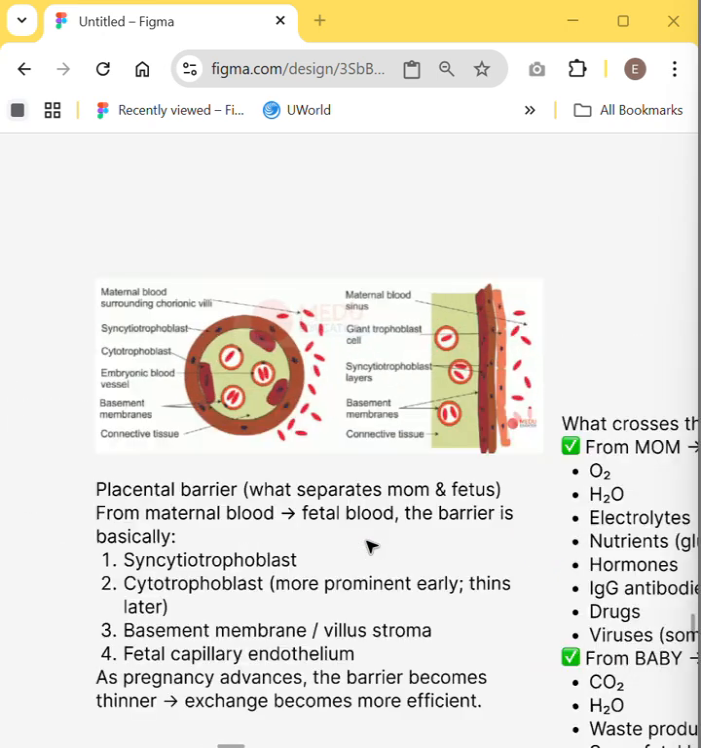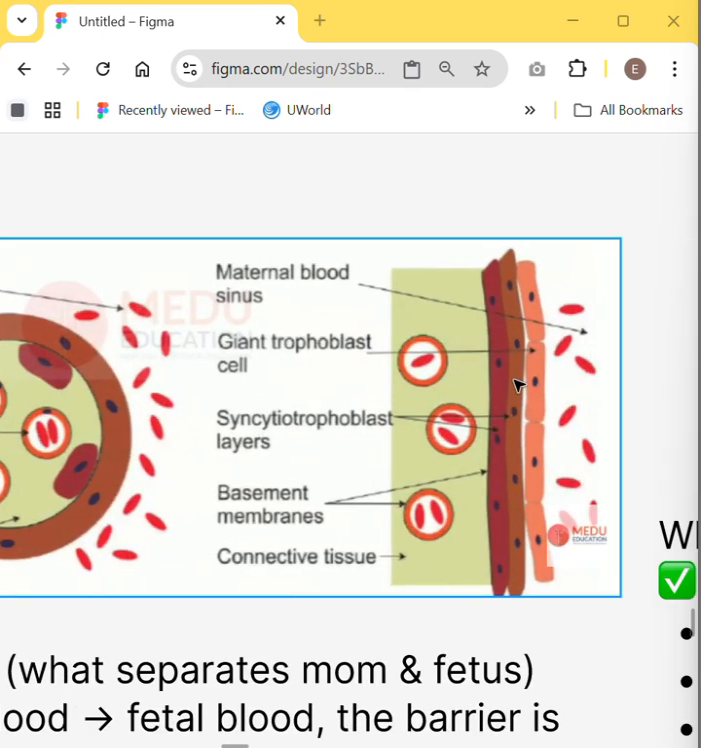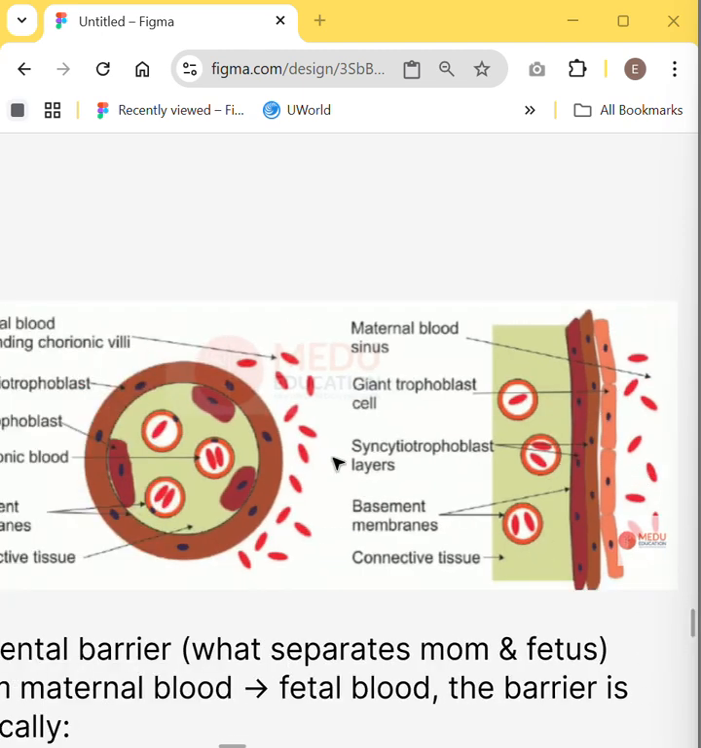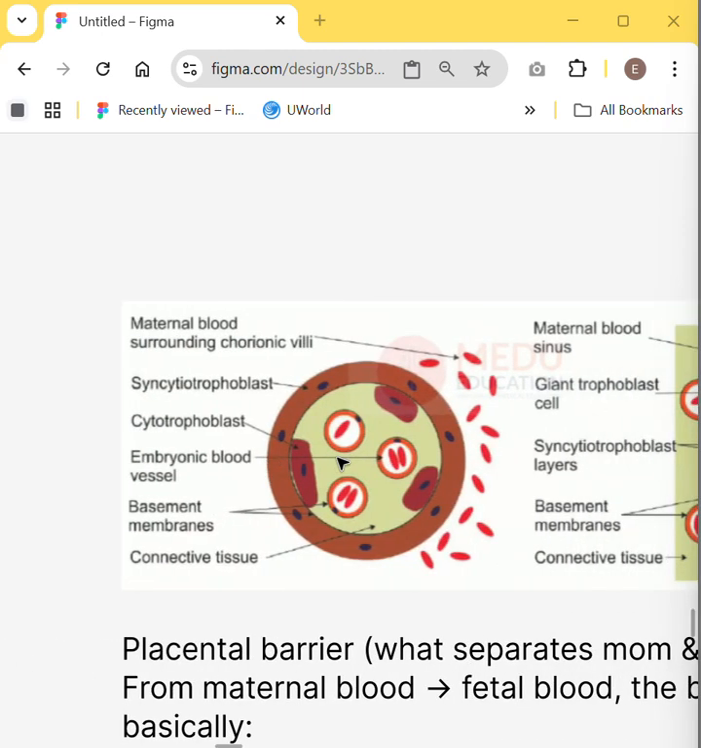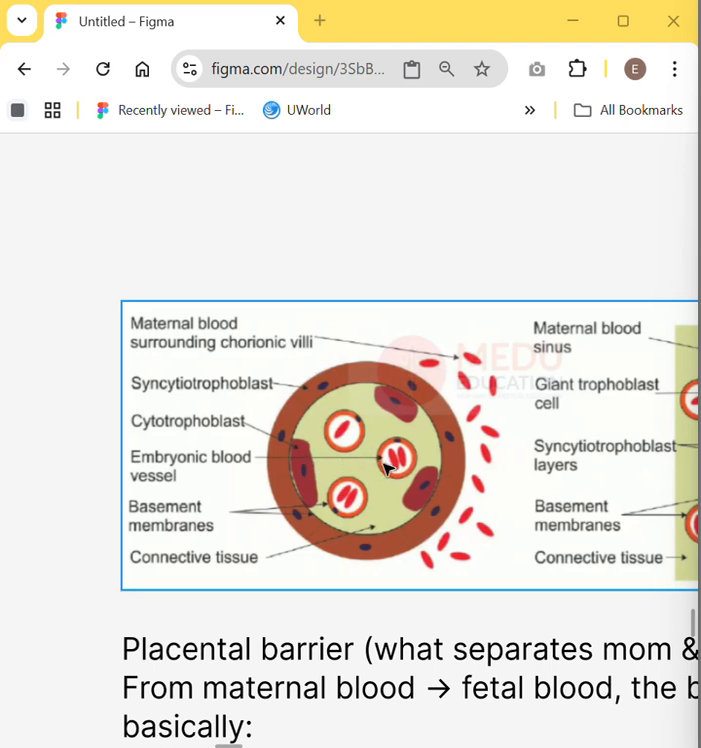But there's this little layer, can you see here? So basically, these are the maternal blood sinuses. This is the giant trophoblastic cell. This is the syncytial trophoblast layer. This is the basement membrane. And here we have the connective tissue, right? So what happens is that this is the embryonic blood vessel. This is the basement membrane. This is the connective tissue. This is the cytotrophoblast and syncytiotrophoblast, and around these is the maternal blood surrounding chorionic villi, the lacunae.